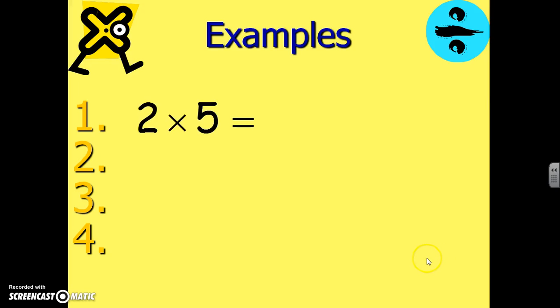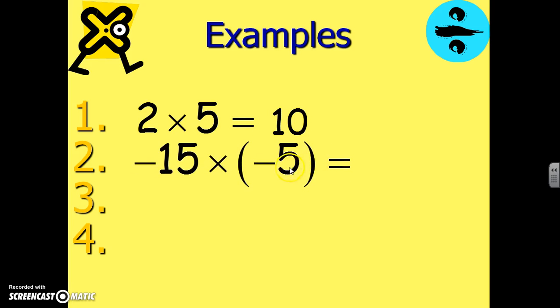For example, 2 times 5, that's a positive times a positive. The answer will be a positive 10. For example, negative 15 times negative 5. The same signs are shared, so the answer is positive 75.